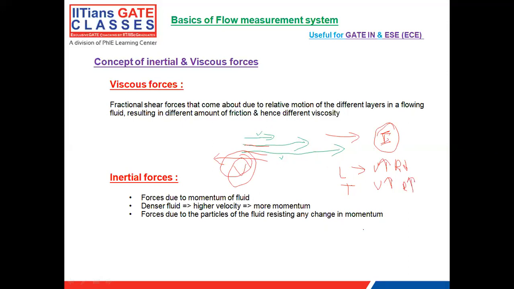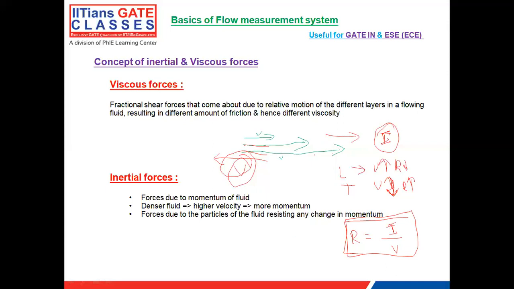So what is Reynolds number? Reynolds number is nothing but the ratio of inertial forces to viscous forces. When viscous forces are more, the Reynolds number will be less. This is known as laminar flow. There is one mistake here: in turbulent flow, viscous forces are less. So when viscous forces are less, the Reynolds number will be more. This is the formula.